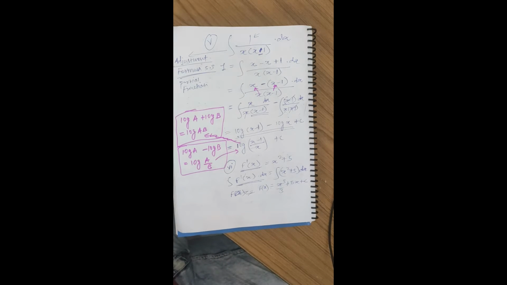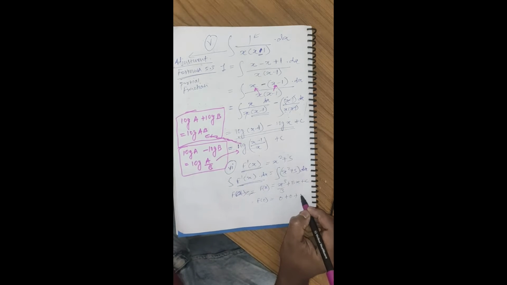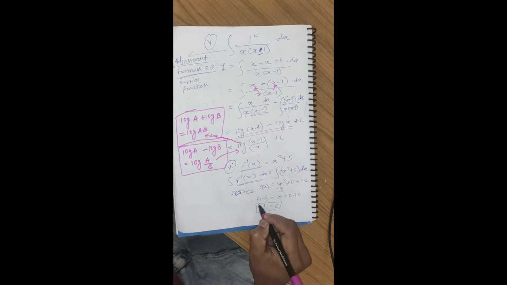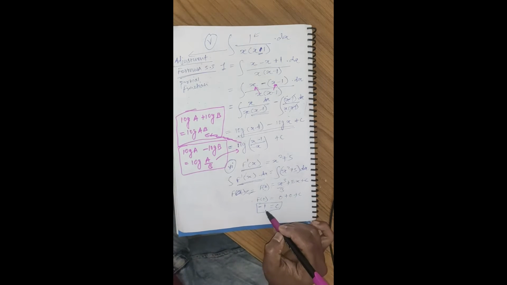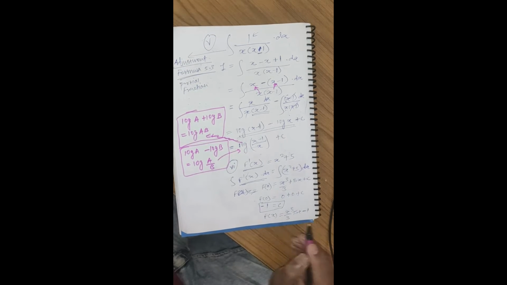Now in the given problem f of 0 is given. So f of 0 is something where you can put 0 in place of x. So it will become 0 plus 0 plus c. So c becomes -1 as it is given. They are asking you f of x, so this is your f of x. Place the value of -1 over here, and then you'll get f of x as x cubed by 3 plus 5x minus 1.